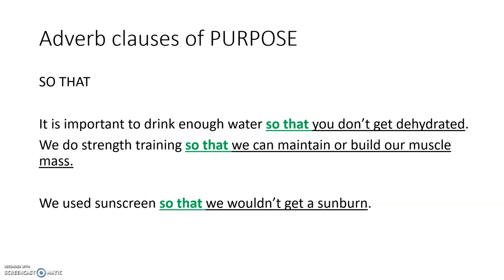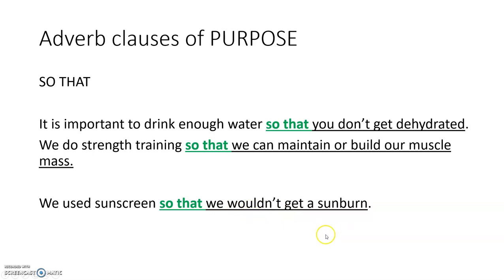This one is very uncommon with so that at the beginning of the sentence. It's possible, but I think it's at the end of the sentence at least 90% of the time. Here's one in past. We use sunscreen so that we wouldn't get a sunburn. That's a much more natural verb rather than so that we didn't get a sunburn.